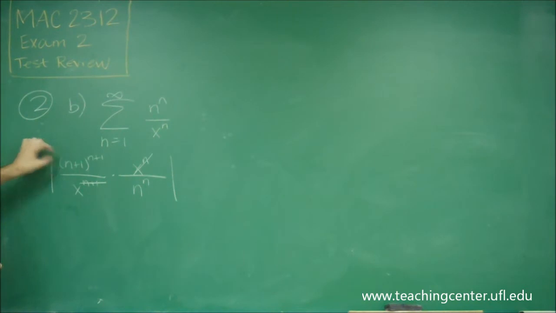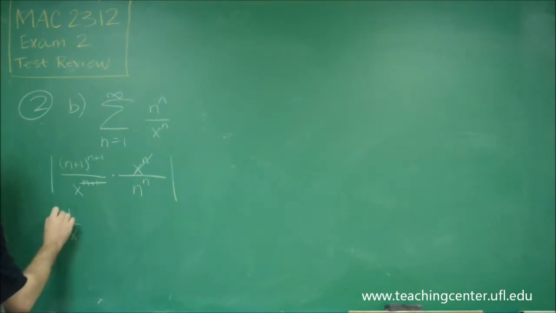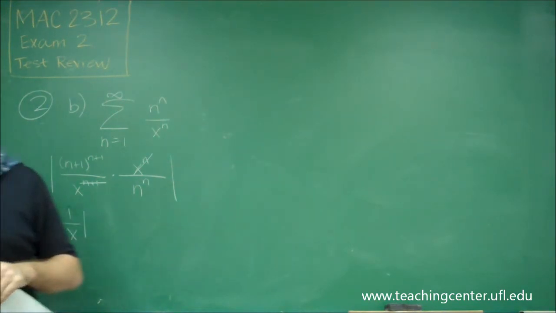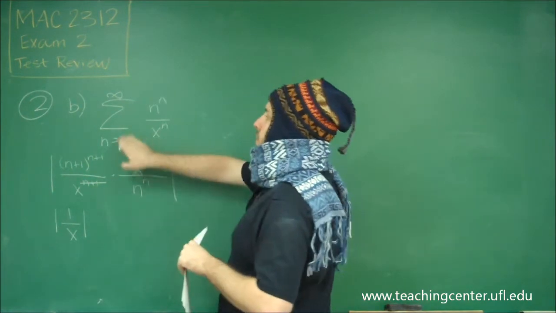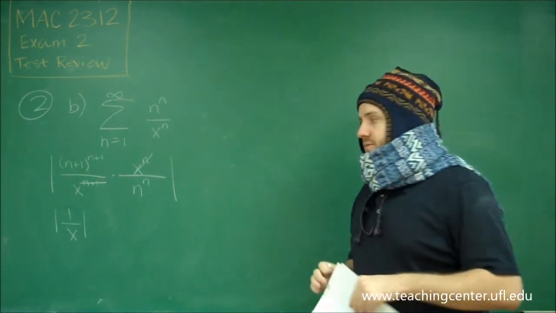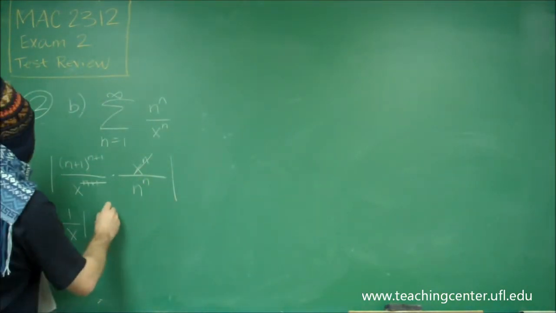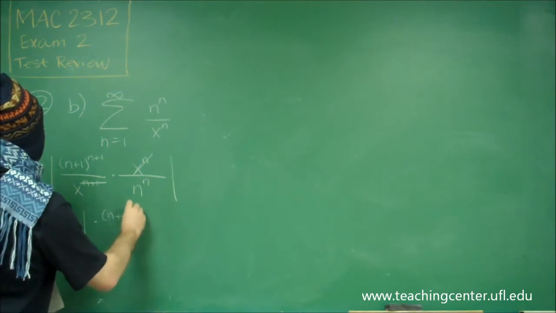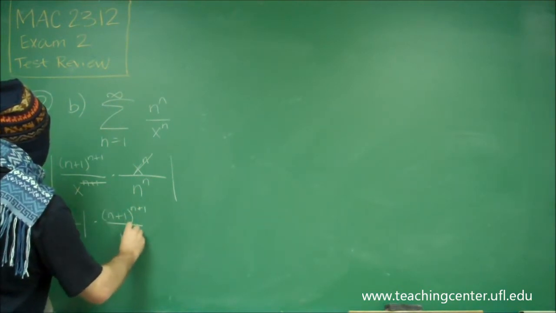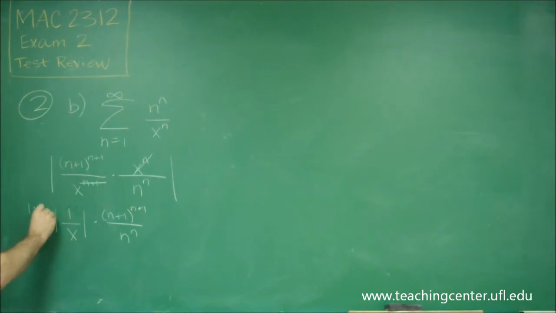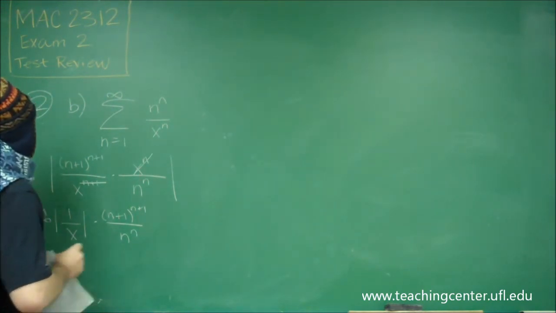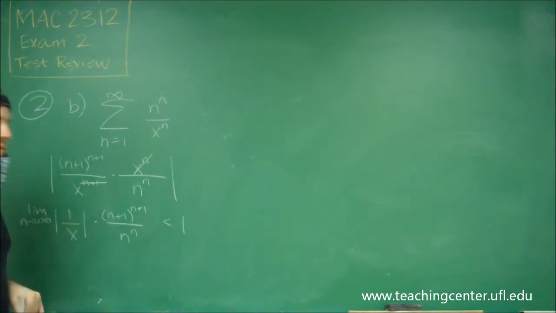For the n part, it's not going to be quite as simple. So let's rewrite what we have so far. I'm going to write the 1 over x by itself and just put the absolute value bars around that, because the n's are always positive numbers anyway. We don't need the absolute value bars for that. So the part of this product that includes the n's is (n plus 1) to the n plus 1 over n to the n. And remember that we're doing the limit as n goes to infinity of this, and in order for this to converge by the ratio test, we want this all to be less than 1.